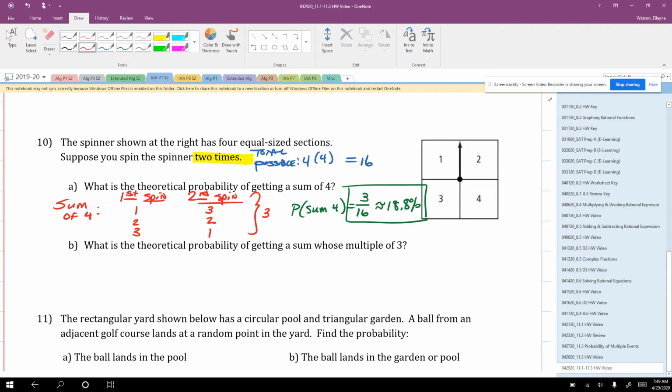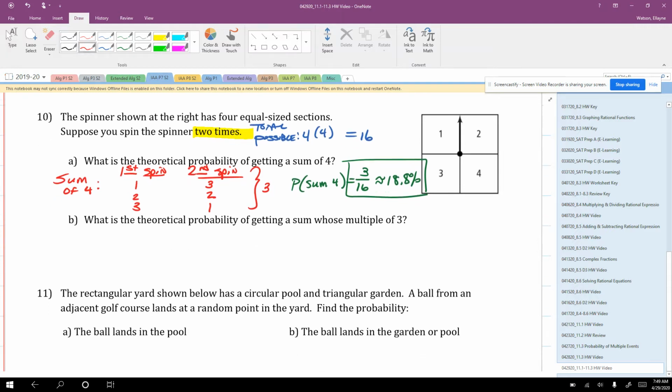What is the theoretical probability of getting a sum that's a multiple of 3? Remember, we still have 16 total possible outcomes. That hasn't changed. So let's do sum multiple of 3. Let's just say we spin a 1 on the first spin. I keep saying roll. We spin a 1 on the first spin. What would we have to spin on the second spin to get a multiple of 3?